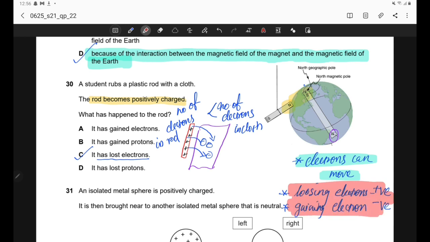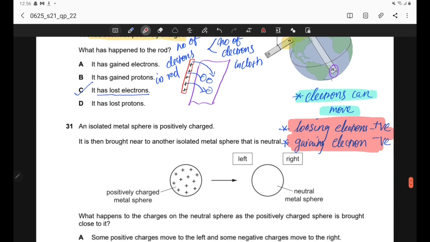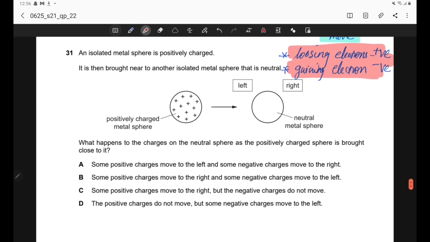Here the rod has become positively charged, that means it must have lost some electrons. Question 31. An isolated metal sphere is positively charged. It is then brought near to another isolated metal sphere that is neutral. What happens to the charges on the neutral sphere as the positively charged sphere is brought close to it?